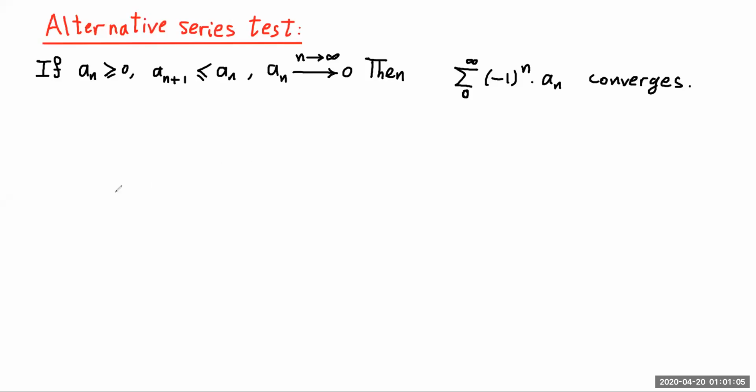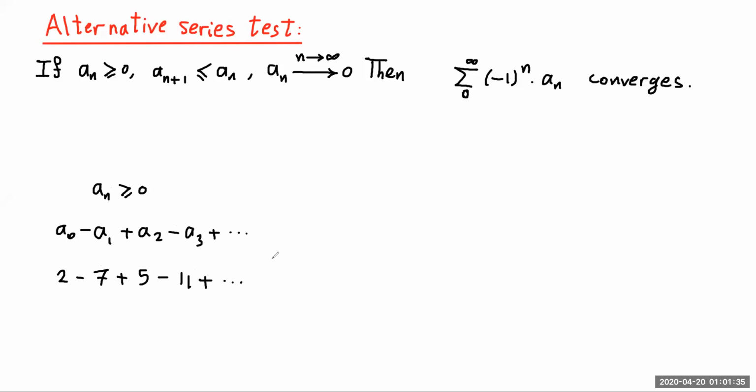Alternating series test. An alternating series is any series like this: a0 minus a1 plus a2 minus a3 plus a4, etc., without stop, and each an is a positive number or zero. For example, 2 minus 7 plus 5 minus 11 plus something minus something, etc. So this is called an alternating series.